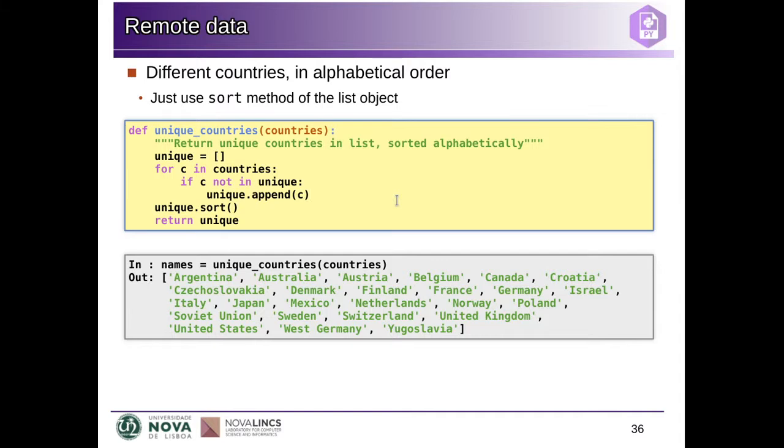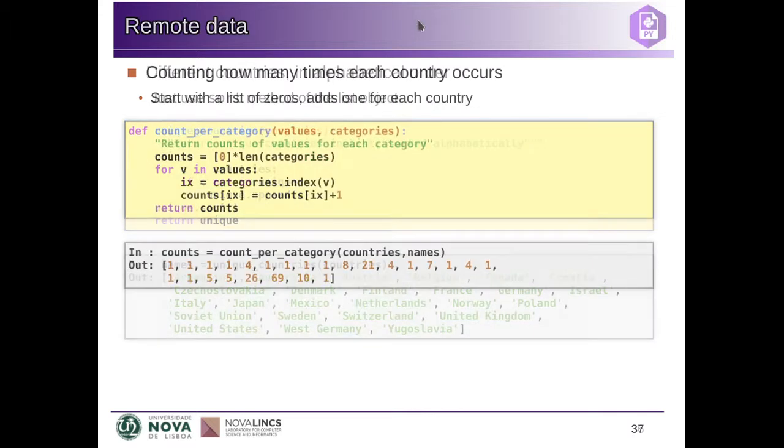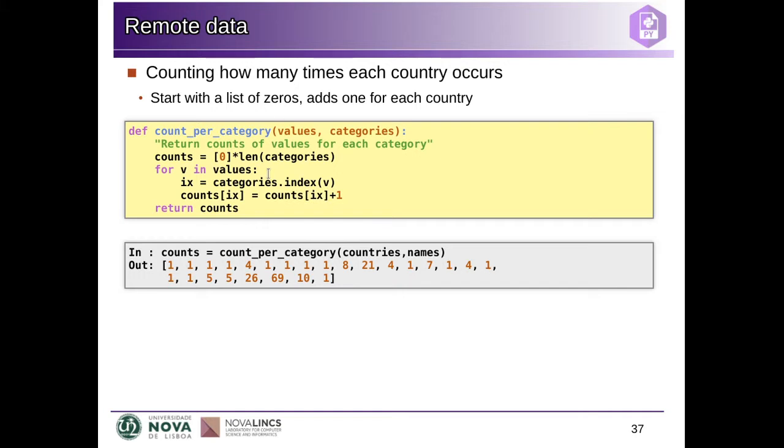Okay, so this is the other function where you get the list of the unique countries, and now we need to count how many times they appear. So let's generalize this. Instead of just doing it for countries, we're going to do this in general. So we have a set of values and a set of categories, and we want to know how many times each value occurs. So each value is one of the categories, and we want to know for each category how many times it occurs in the values.